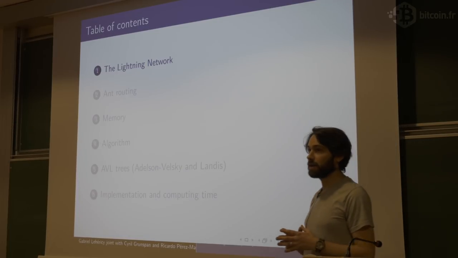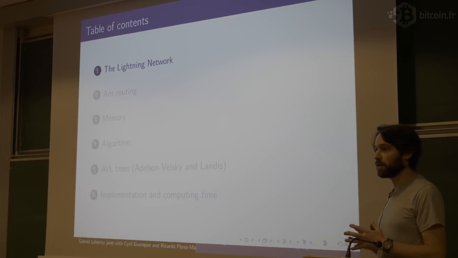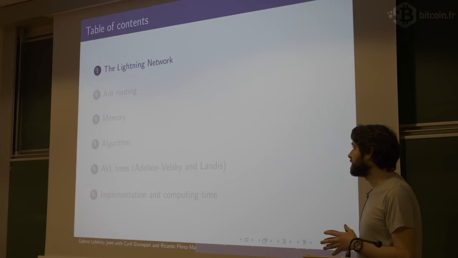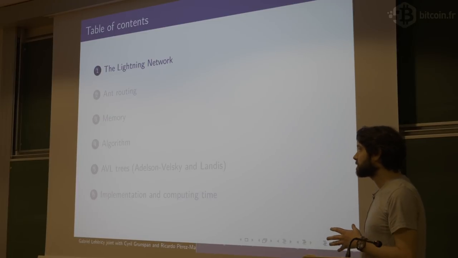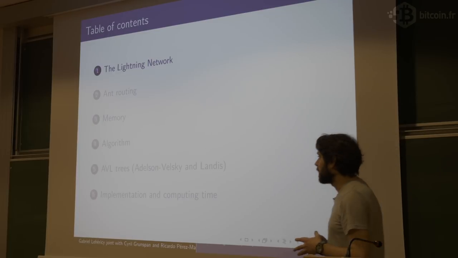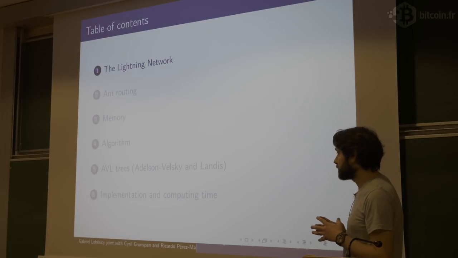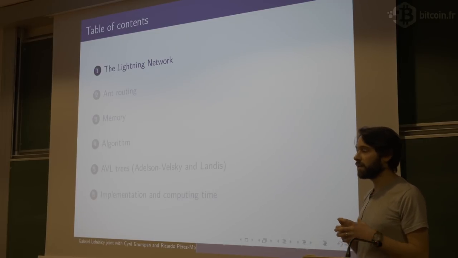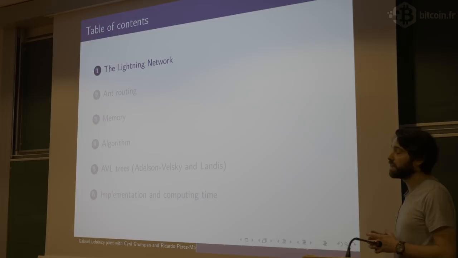I will start by recalling what the Lightning Network is very briefly. I will briefly present how the ant routing works. Then I will go into a little more detail about how the ant routing works, specifically detailing what happens in the memory and what the actual algorithm is. And then I will talk about actual implementation. I will present AVL trees, which is the main tool to implement the ant routing, and then the actual implementation, and then try to estimate the computational cost of this algorithm. The goal being to see how many transactions this algorithm can handle.